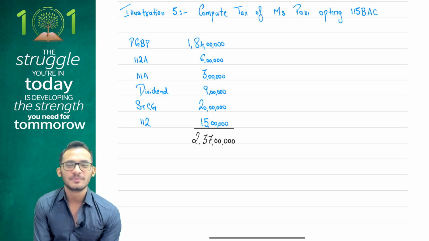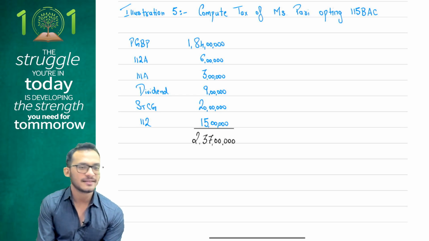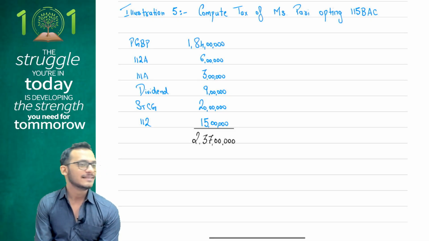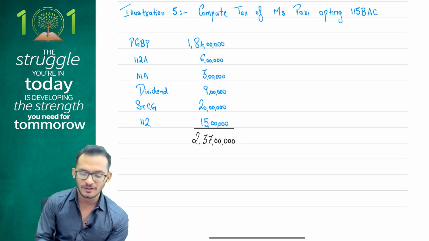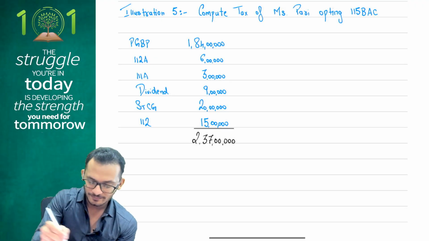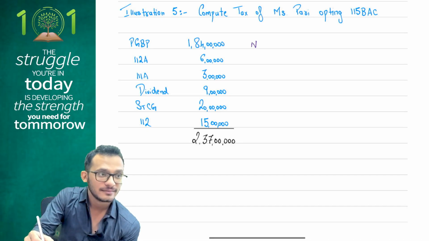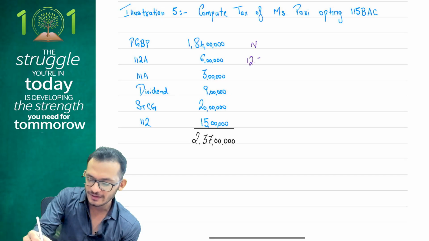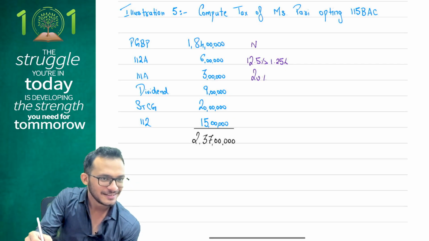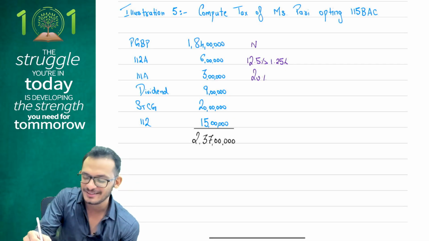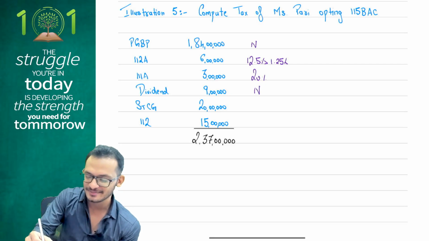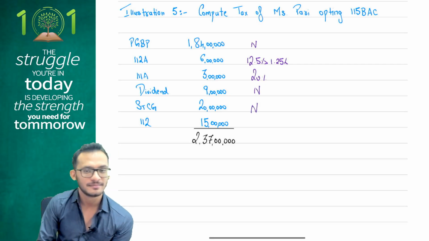I've always told you people, step number 1, find your total income. Step number 2, split them into specials and normals. PGBP is normal. Dividend is special. 112 is 12.5 in excess of 1.25 lakhs. Then 111A is special. Very good. STCG, nothing is given, so it is normal.